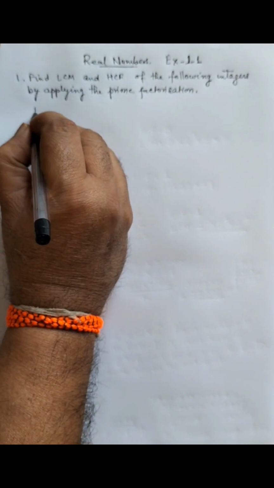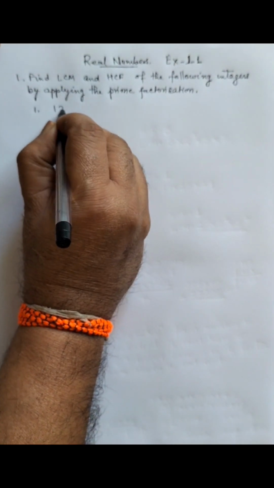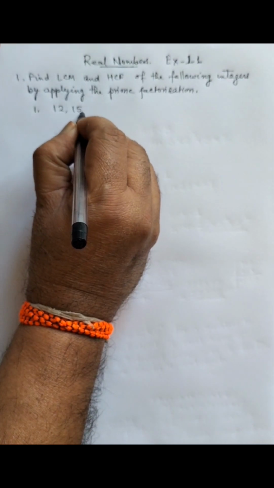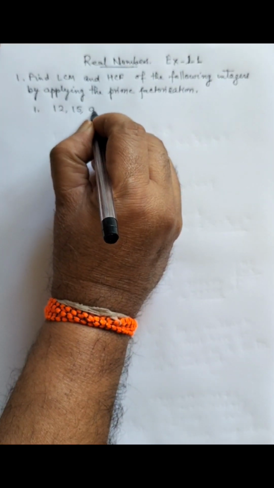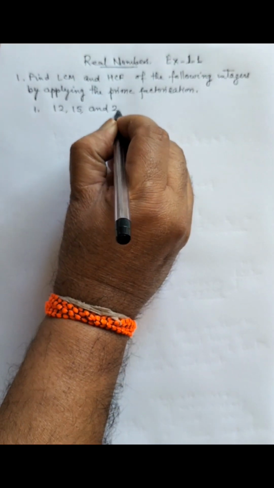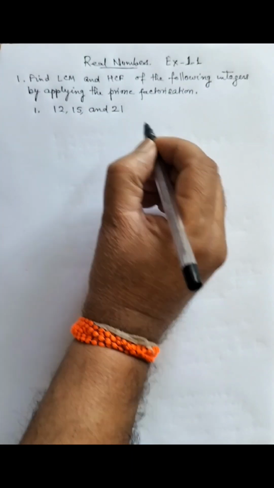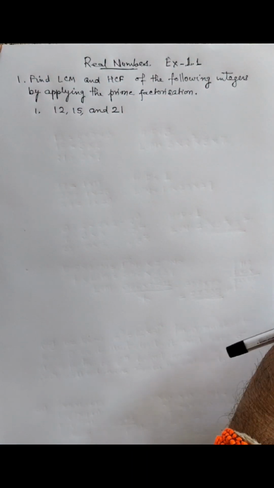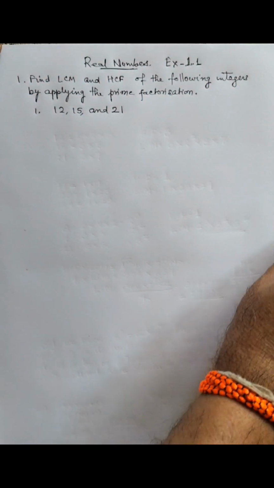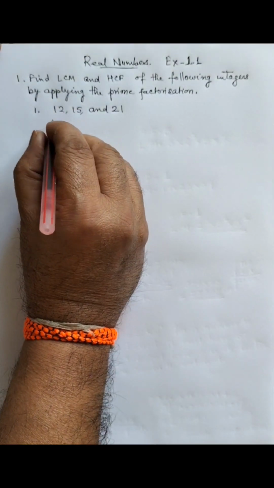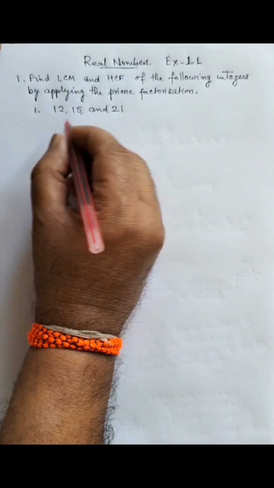So the first question we are taking is 12, 15 and 21. You have to find the LCM and the HCF of this. So what we will do, we will first factorize these numbers.